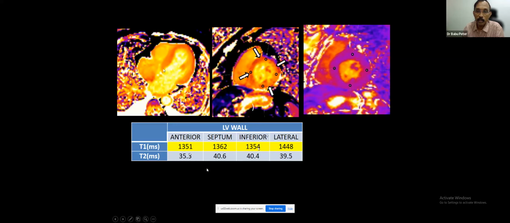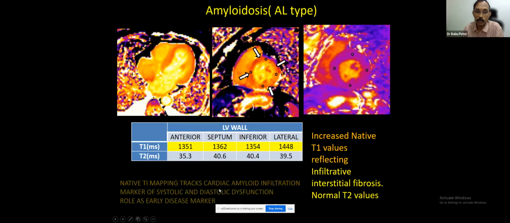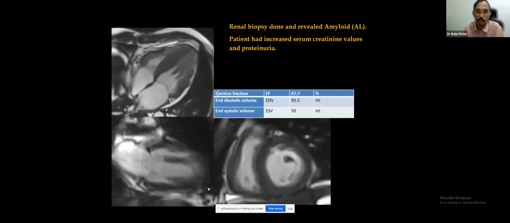The T2 values were borderline. So this was an AL type of amyloidosis, and the increased T1 values reflect infiltrative interstitial fibrosis in this patient with the relatively normal T2 values. What is the role of parametric mapping in cardiac amyloid? The T1 mapping tracks cardiac amyloid infiltration, and it is a marker of systolic and diastolic dysfunction and can be used as an early disease marker.